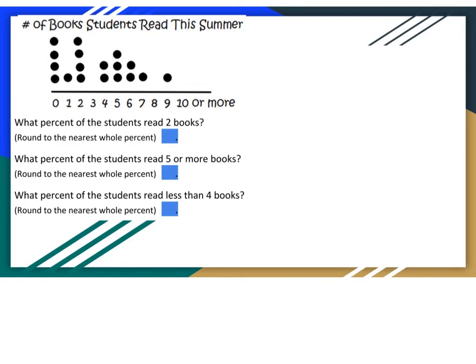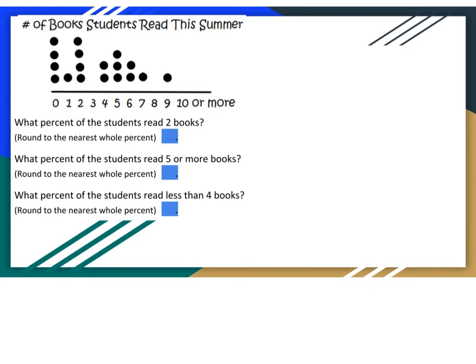All right, here are just a couple more questions. So now they're asking us what percent of the students read 2 books. So they also say to round to the nearest whole percent. So if it ends up with a decimal, we'll just round it to the whole percent. So to make a percent, I'm hoping you can remember from some of our past lessons, we're going to set up a proportion. So we're going to put the original fraction first.